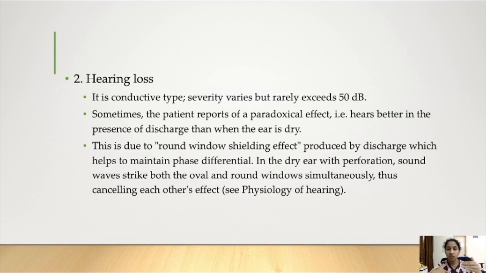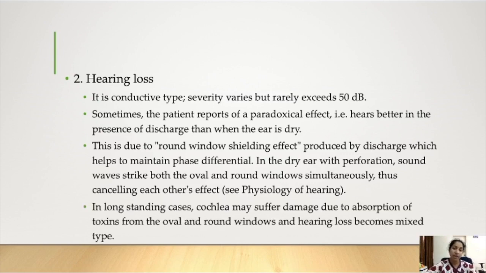In a dry ear with perforation, the sound wave strikes both the oval and round window simultaneously, cancelling each other's effect. If you understood the physiology of hearing properly, you'll understand this also, the round window shielding effect.